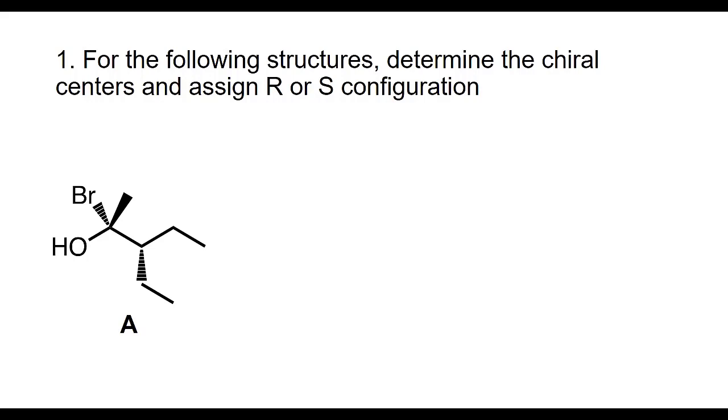So when do we do R and S configurations? When is a good time? What is the only type of carbon I can put R and S configuration on? On a chiral carbon. So this must be chiral. And what does it mean to be chiral? Four different substituents. Yes, must be four different things.